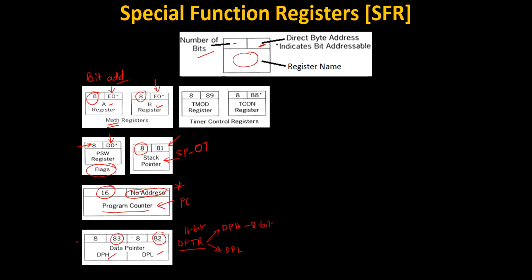Next we have the timer registers. To control and configure the timers, we have two registers, both 8-bit. One is the timer mode register, TMOD, and the other is the timer configuration register, TCON. Remember, the mode register is not bit addressable, but the register configuring the timers T0 and T1 is bit addressable.